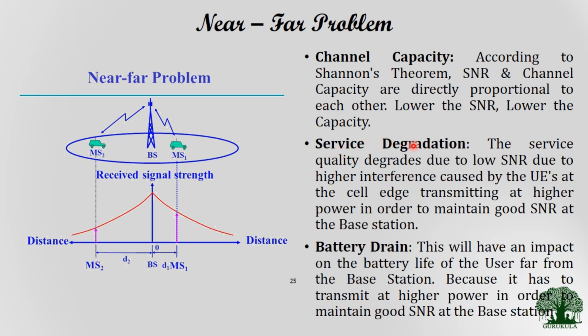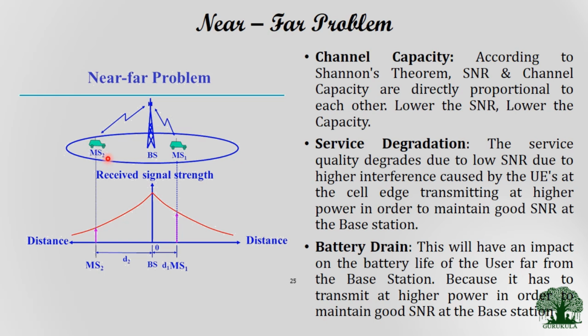And service degradation. Service quality will degrade due to the low signal to noise ratio, caused by high interference from user equipments. UE stands for user equipment. User equipments at the cell edge transmit at higher power in order to maintain a good SNR. So in order to maintain a good signal to noise ratio, MS2 is forced to use high power levels to transmit its signals between the mobile station and the base station, and this leads to service degradation. Since it is using high power, there will be battery drain. Each mobile device is powered with a battery pack that we hold in our hands.